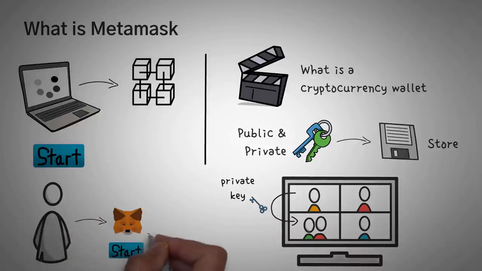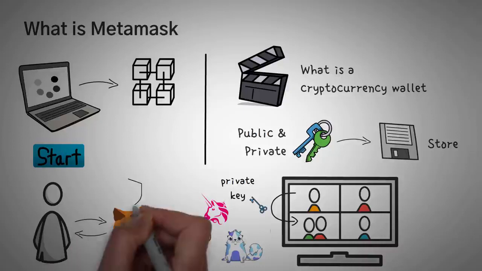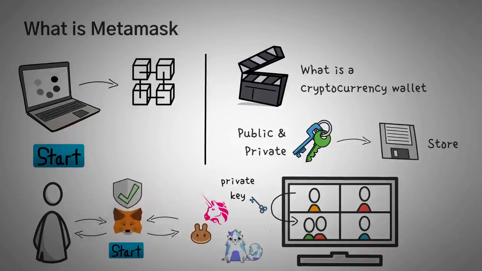In most cases, you are interacting with a website such as Uniswap or PancakeSwap or even CryptoKitties. And then Metamask is the intermediary from those websites to you. They are acting as a security layer as well as an accessibility layer. Nothing can go from your Metamask wallet to that website that you're on without your permission.